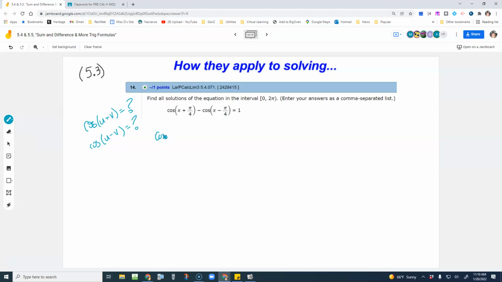Cosine is with or together. Sine, sine. And the sign changes.